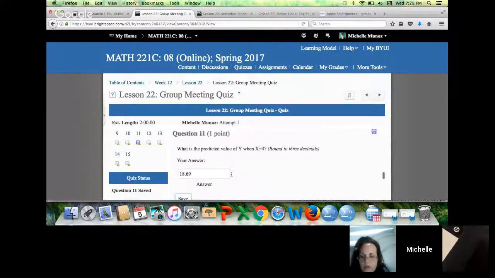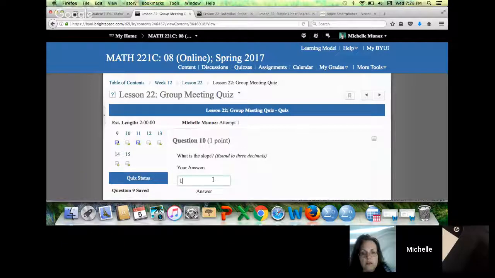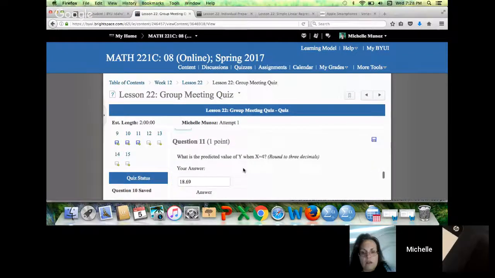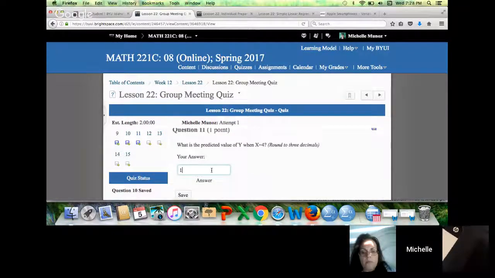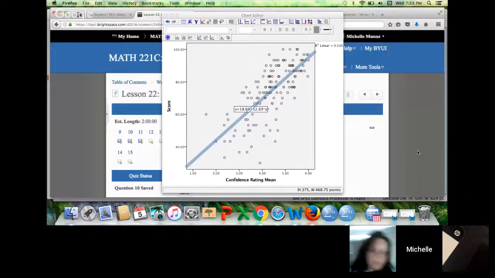Wait, I'm writing in the wrong answer. Okay, y-intercept is 18.69, yep, and my slope is 12.69, yep. And number 11. Okay, wait, just to make sure, the slope for 10 is 12.69, right? Yep. Okay. Well, 12.695. Why 5?